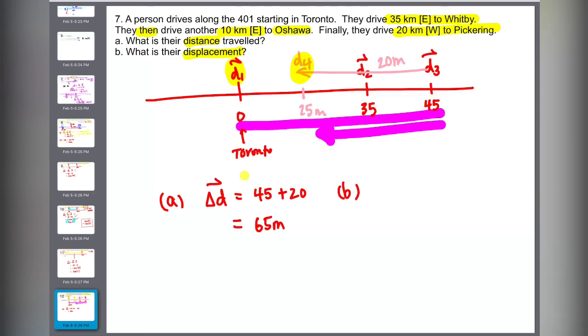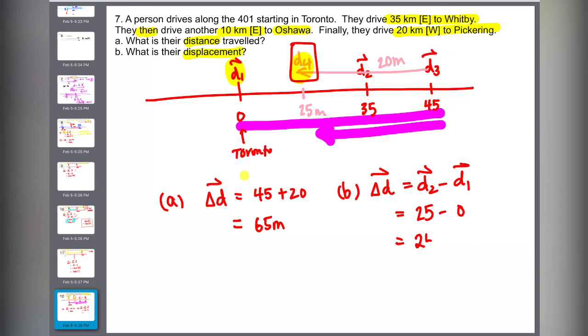Okay, part B. What is their displacement? Okay, displacement, it's starting point to ending point. Equation for displacement is d2 minus d1. d2 in this case, it's 25. I know I said d4. This is your d2 in the equation, the final positions. Okay, minus the initial, which is a 0. So I have overall changed my position 25 meters. Oh, what direction? East.